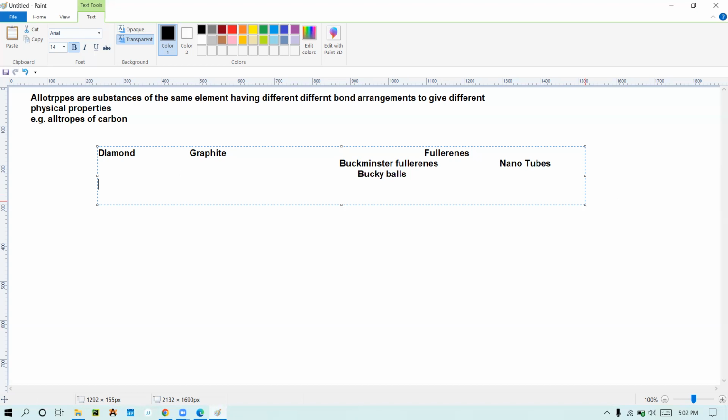If you go to diamond, first I'll start with hybridization. They are all made up of carbon. Here we can see diamond has each carbon bonded to 4 other atoms. So it shows sp3 hybridization. In graphite, we have 1 carbon connected to 3 other carbon atoms.